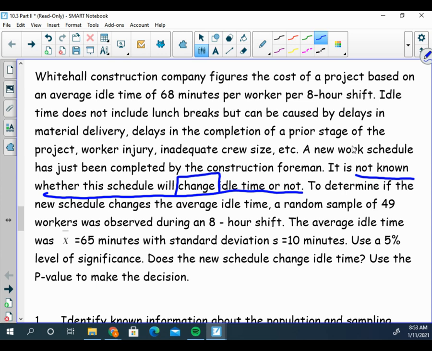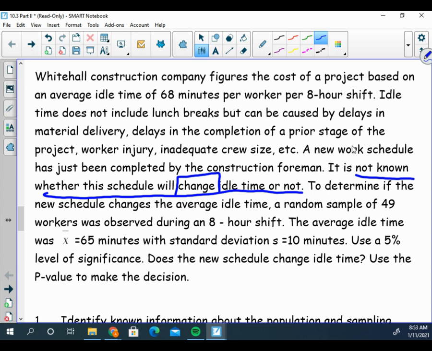Determine if the new schedule changes the average idle time. A random sample of 49 workers was observed. Average idle time was 65 minutes, standard deviation of 10. Use a 5% level of significance. Does the new schedule change idle time? We're going to use a p-value to make the call.